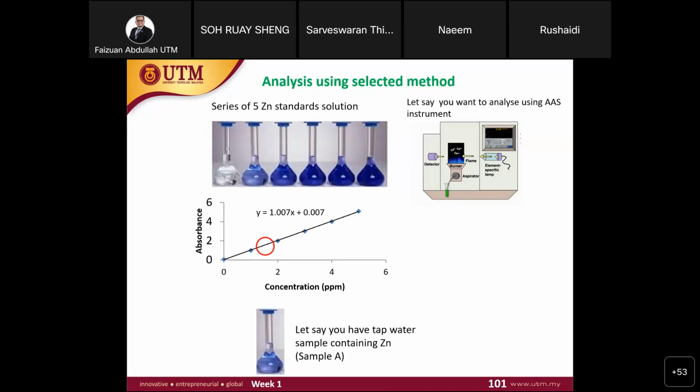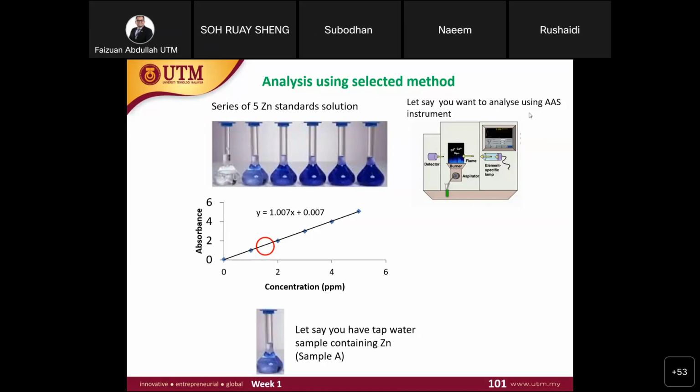So the graph, the straight line graph, the absorbance versus concentration, that is what we call a calibration plot. We have the equation there, y equal to 1.007x plus 0. Y equal to mc. What is the straight line equation, the linear equation? Y equal to mx plus c, right?